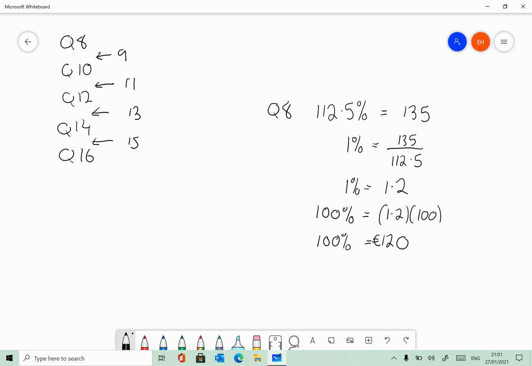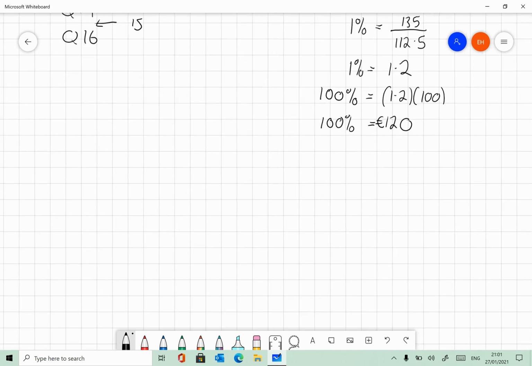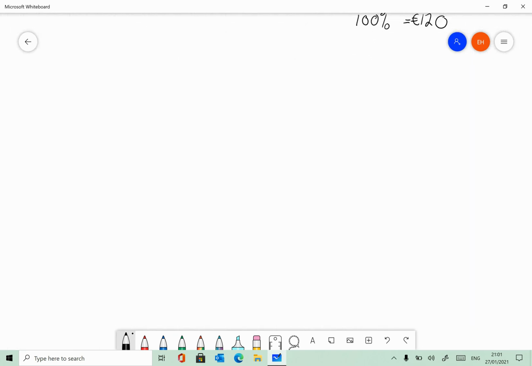Let's take a look now at question 10. A greengrocer buys oranges for 80 cents and sells them for €1. Find his percentage profit. Okay, so he buys oranges for 80 cents and sells them for €1. So that means profit is equal to 20 cents. And then we want to express that number as a percentage of 80 cents.